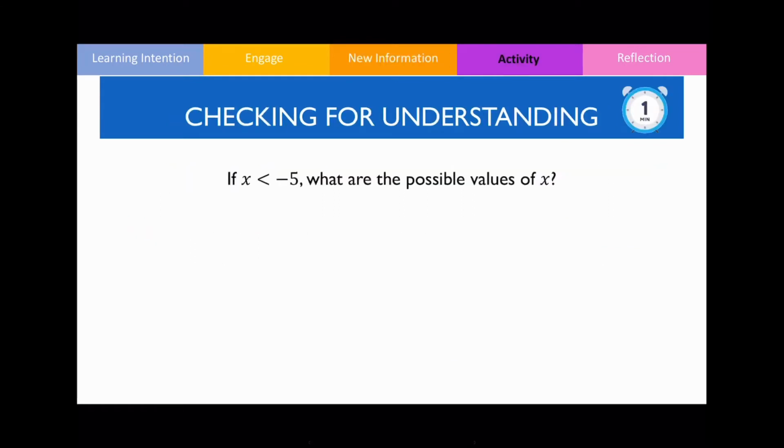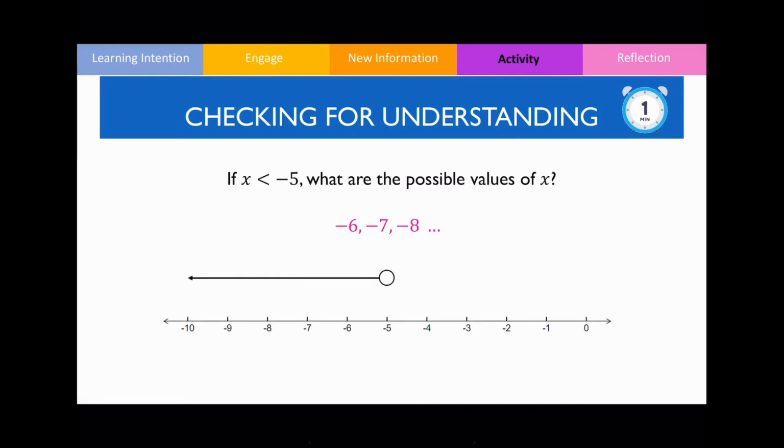What I want you to do right now is have a go. Give me an example of a number that satisfies this particular problem, okay? Give yourself a minute and then compare your answers with my answers. Now, if you've done this successfully, you could say -6, -7, -8. The bigger the negative number is, the smaller it is than -5. And this can also be represented over here on the number line just to show that as well.